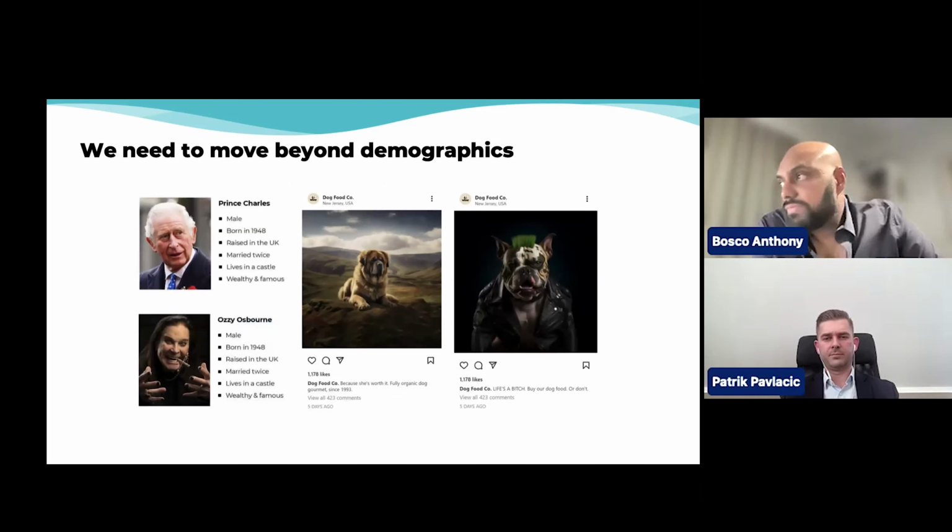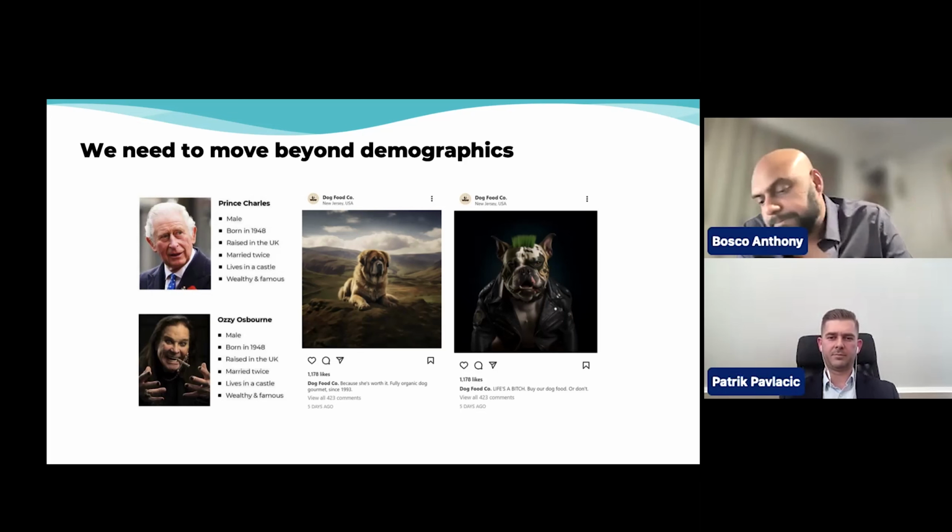So here's a great example. Here's two people that are males. They were both born in 1948. They were both raised in the UK. They've both been married twice. They both live in a castle, and they're both wealthy and famous. The problem is if they both had dogs, and they wanted to buy dog food, how you would personalize your advertising to Prince Charles would look very different to how you'd personalize your advertising to Ozzy Osbourne. So even though you have the same demographic, the messaging might be very different.